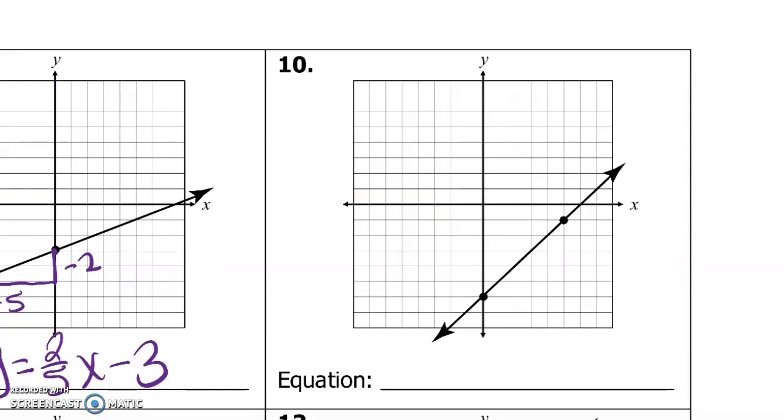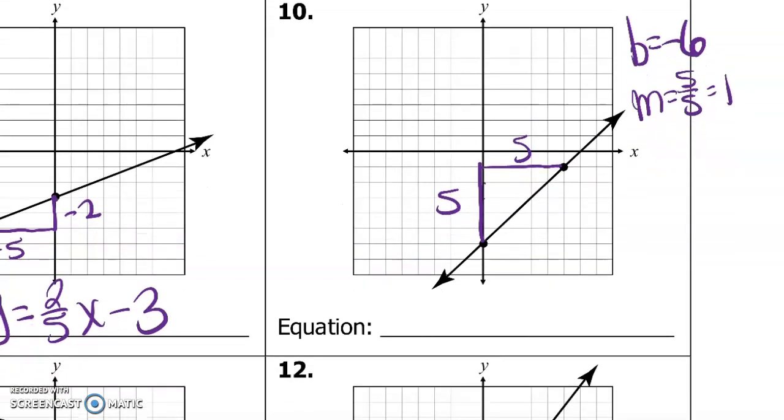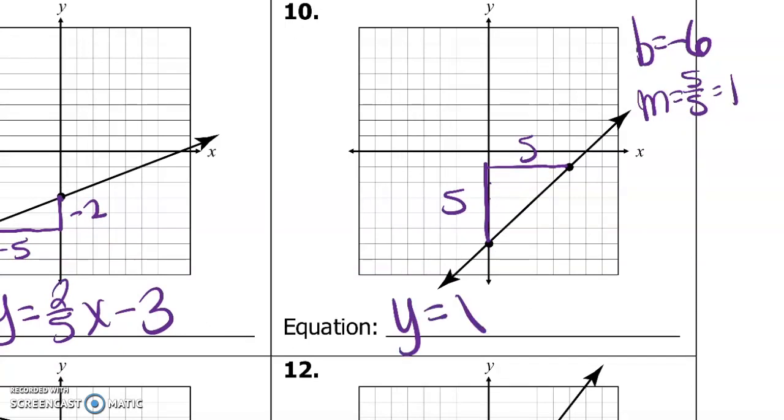For these, they don't have you write out m and b, but I would do that anyway. So my y-intercept, 1, 2, 3, 4, 5, 6. We went down 6, so negative 6 is my y-intercept. And then my slope, if I count from here to here, I go up 5 and right 5, so 5/5 is just 1. So when I write my equation, y equals 1x. I don't need the 1, okay? Anytime you have a 1, just leave it as x in this case, and then minus 6, since it's down 6.